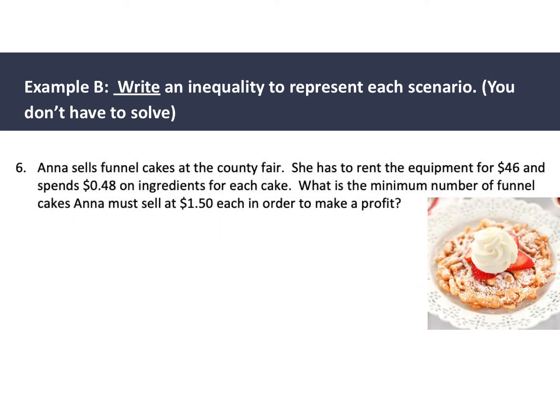Next one, we're not solving, we're just setting it up. Anna sells funnel cakes at the county fair. She has to rent the equipment for $46 and spends 48 cents on ingredients for each cake. What is the minimum number of funnel cakes Anna must sell at $1.50 each in order to make a profit? Well, profit, if you think about it, would be that what you sell has to be greater than your cost. So I just kind of put that there to think about this.